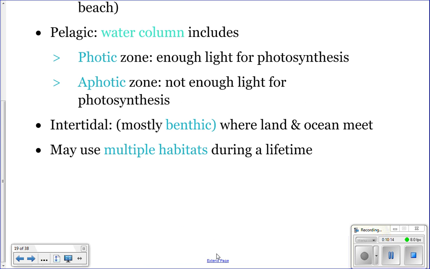And then the last type of habitat that you'll see is the intertidal. That's mostly a benthic habitat, and that's where the land and the ocean meet. It's the part of the land that gets covered and uncovered by the tides every day. And again, we'll spend a whole unit or part of a unit talking about the intertidal zone. Animals may use multiple habitats throughout their lifetime. They may change habitats depending on their life stage and where they're ready to reproduce or whether they're just babies.